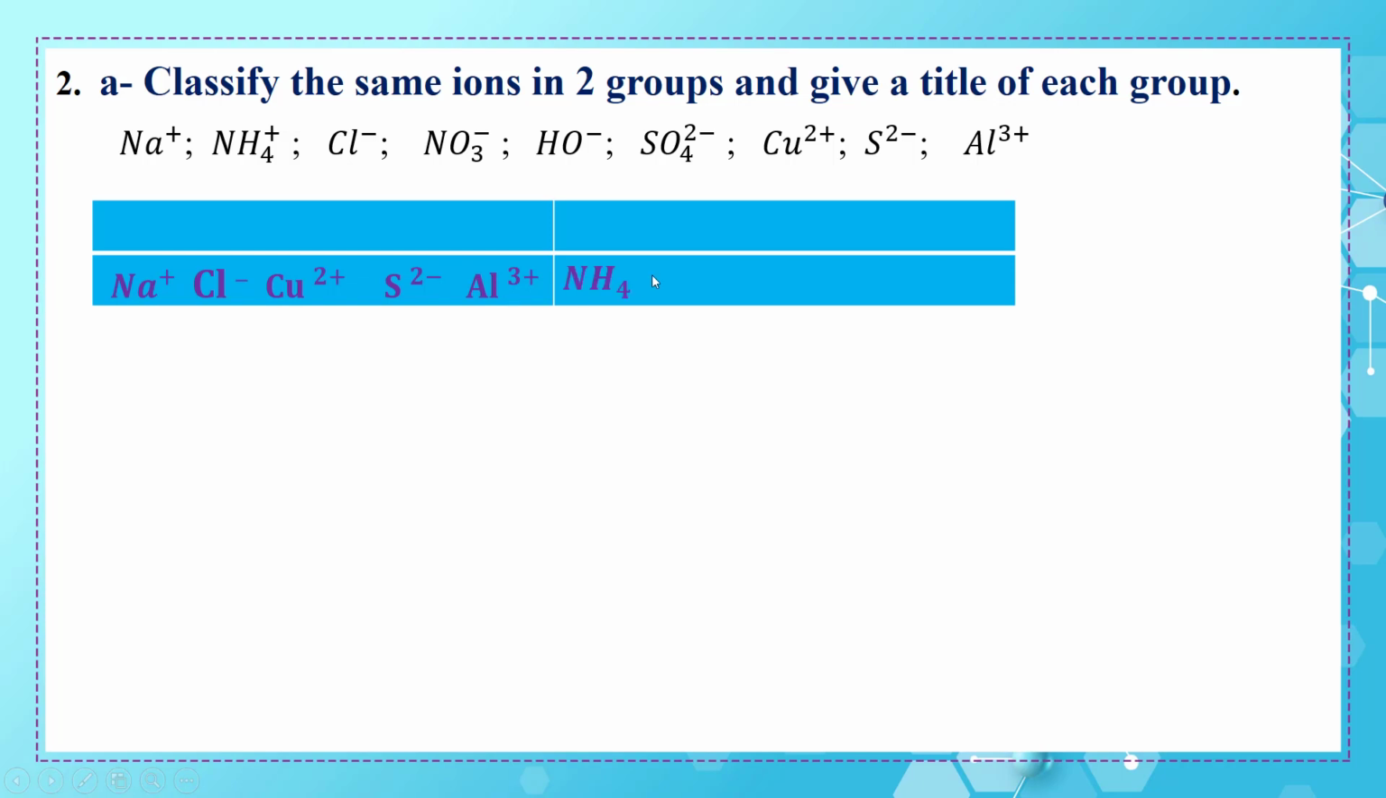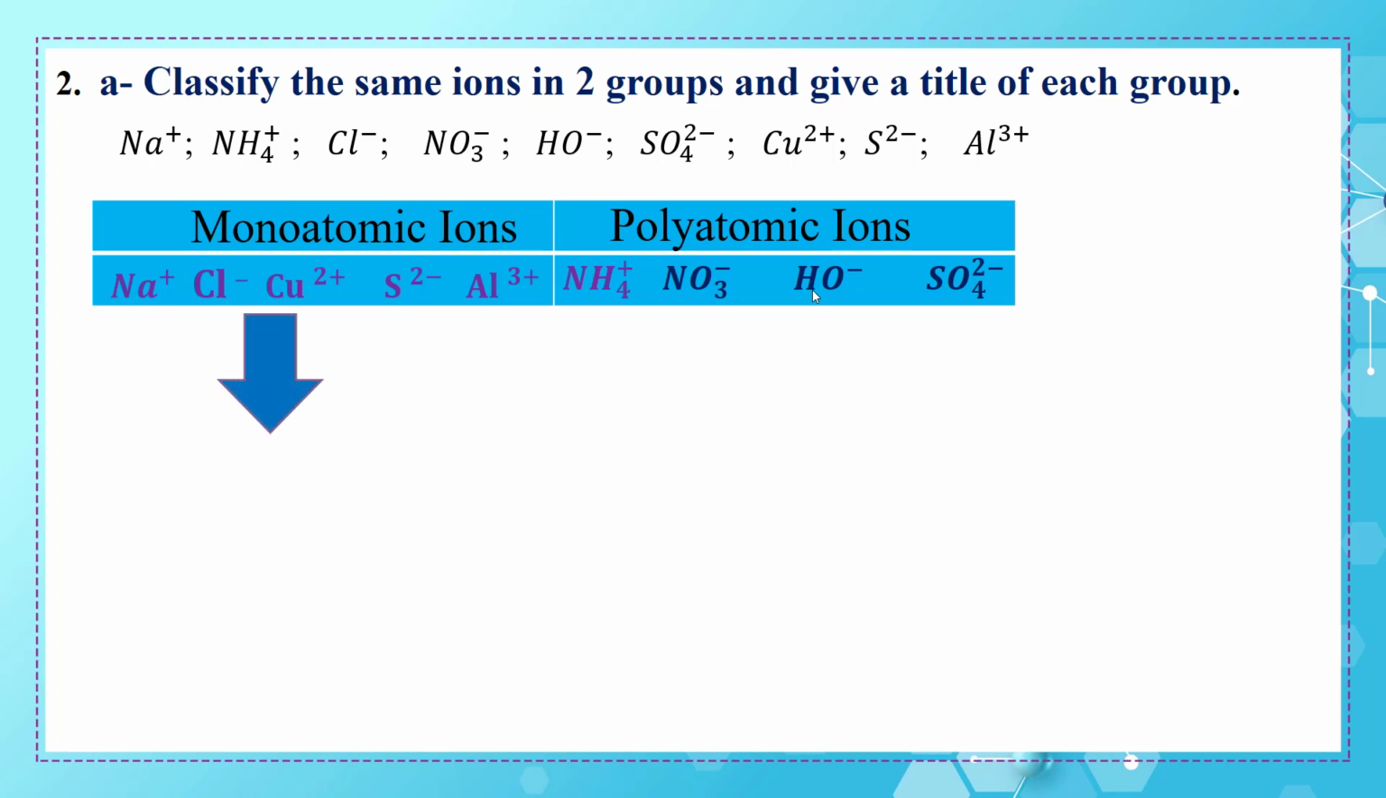The other group is a group of ions that made up of more than one atom. Here we have 5 atoms, 1N and 4H. Here we have 4 atoms, 1N and 3O. Here we have 2 atoms, H and O, and etc. So here the name of this group is monoatomic ions, while here the name of this group is polyatomic ions.